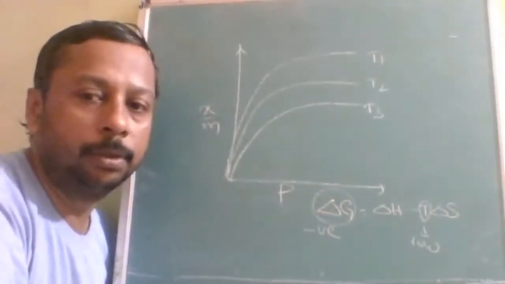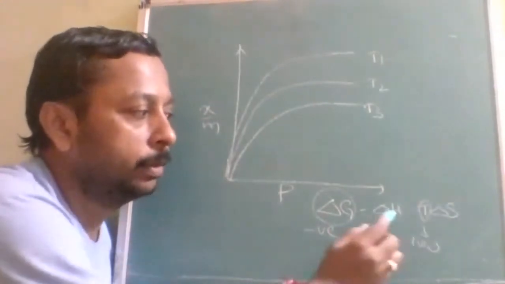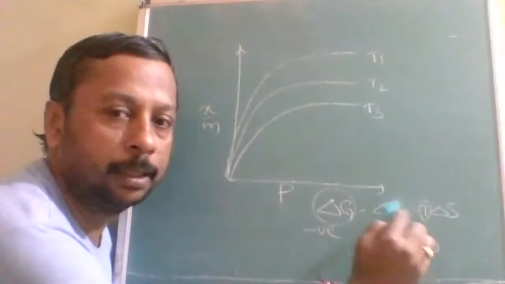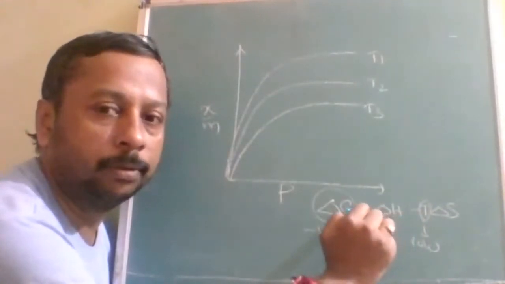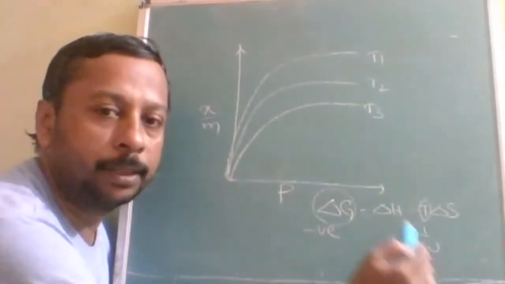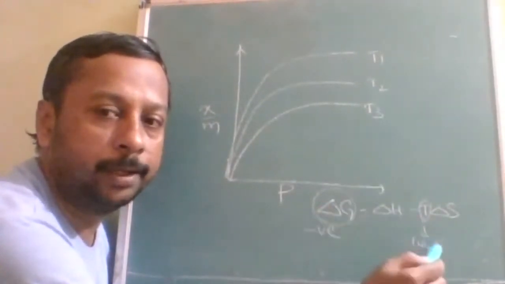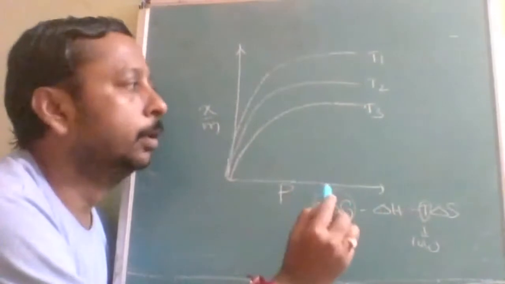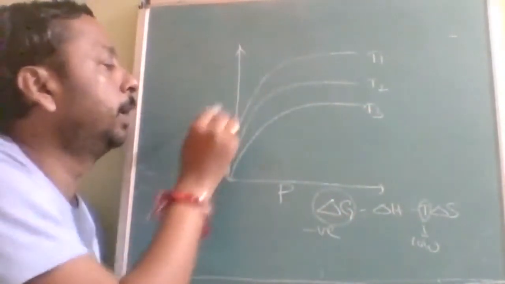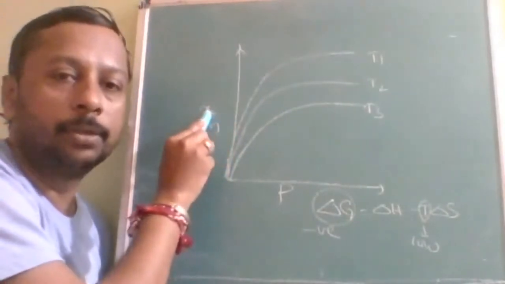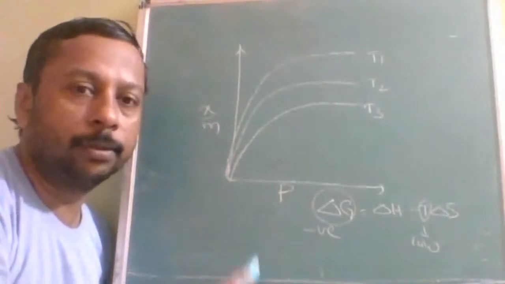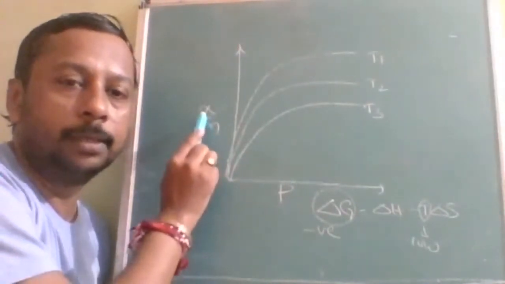Is that understood? Because this is negative, this is negative. So if temperature is high, the positive quantity will be higher, then delta G will be positive. To avoid that, temperature must be low. So at low temperature, maximum quantity; at high temperature, minimum quantity. Here X is the amount of adsorbate adsorbed and M is the quantity of adsorbent. This is the adsorbent, this is the adsorbate.